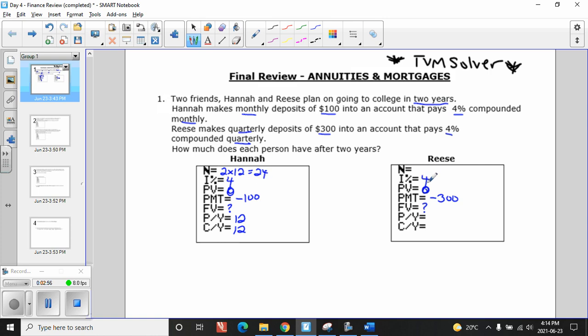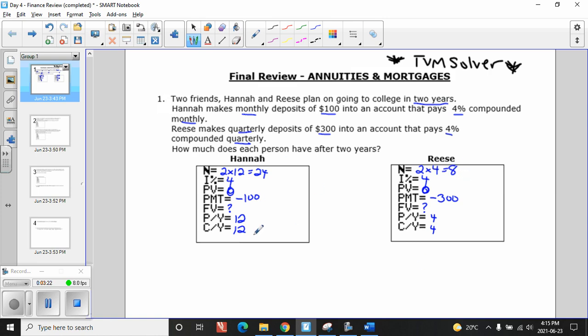Jumping over to Reese's side, it says he makes quarterly deposits into an account that compounds quarterly. So he has 4 payments per year and 4 compounding periods per year. When we look at his total number of deposits to the bank, 2 years, making 4 payments per year, he's going to make 8 in total.